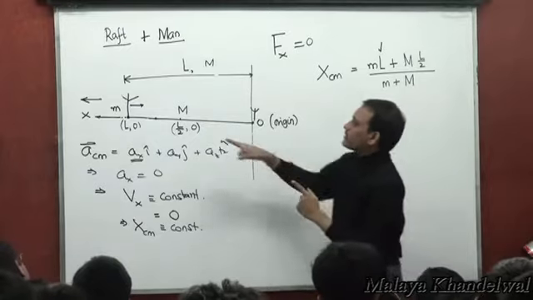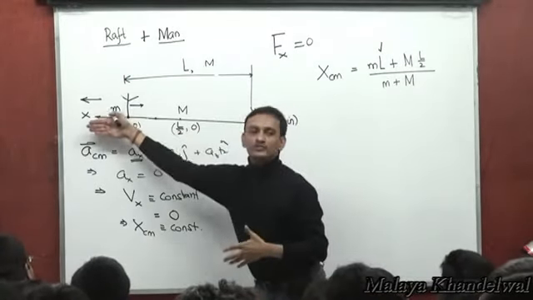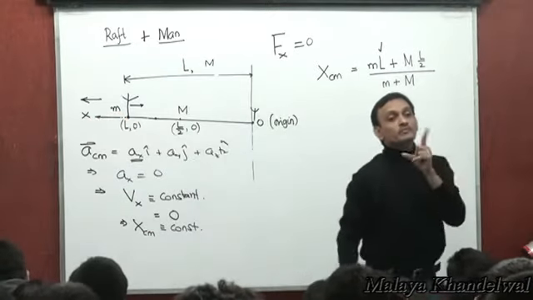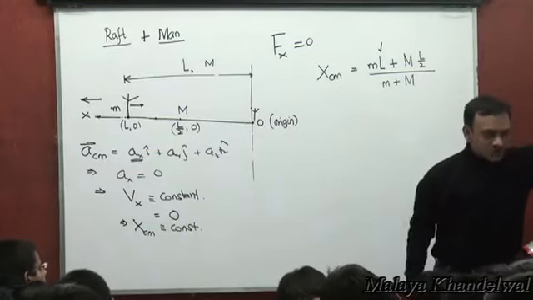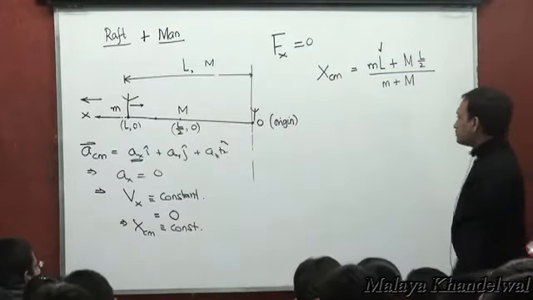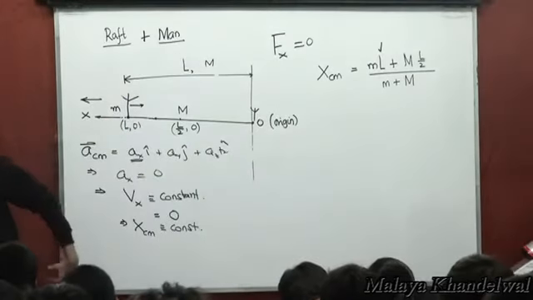So any attempt by the man to walk in this direction will result in movement of the raft in the opposite direction to maintain constancy of xcm. No confusion on this, right? Now, let's do some real calculations on this.